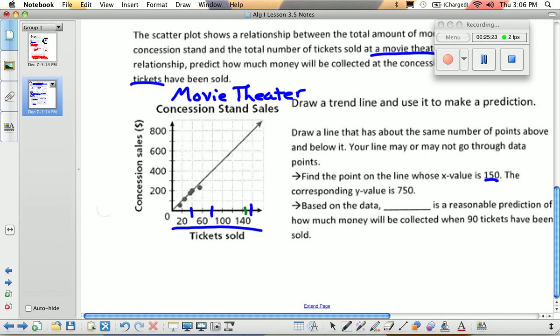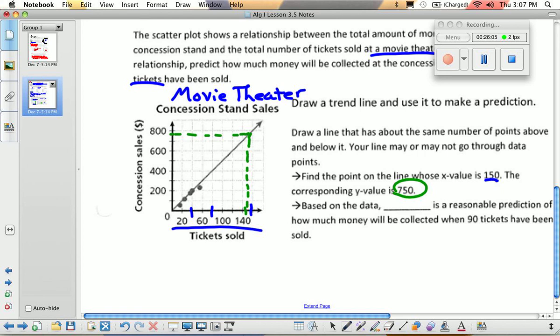So I want you with your pencil to go where x is equal to 150, and I want you to follow it up and let's see if they made a good choice here. So follow it up to the trend line. This is how you'll convince me how you got your prediction when you have to do your own. And then you'll carry it over to the vertical axis and say they said that the corresponding y value was 750. Do you agree? Yes. Can they make a good prediction from that? Okay. So it's $750 worth of concession sales if they sell 150 tickets.